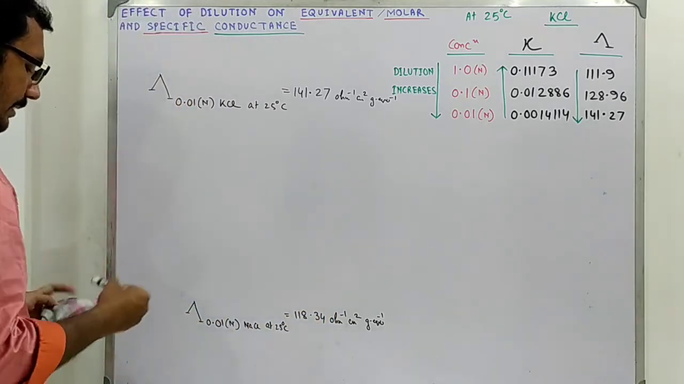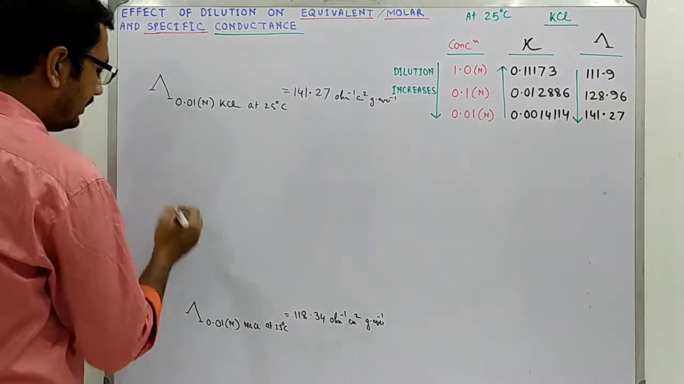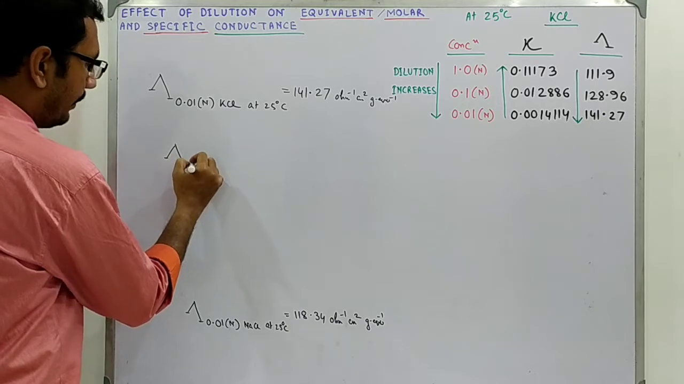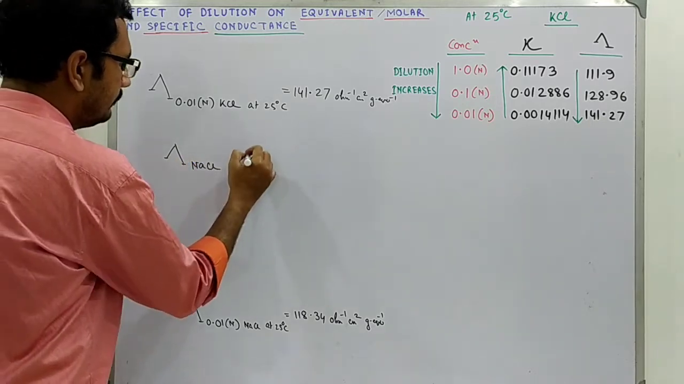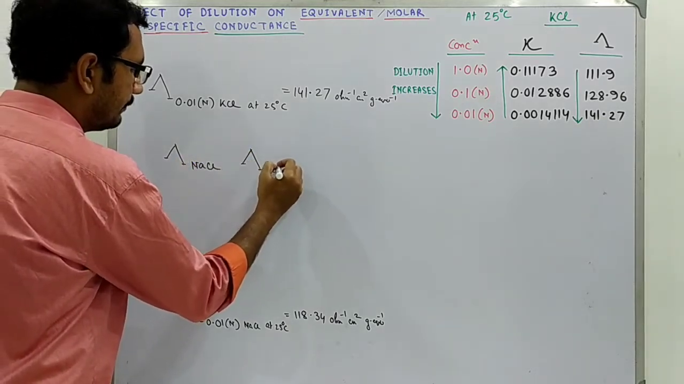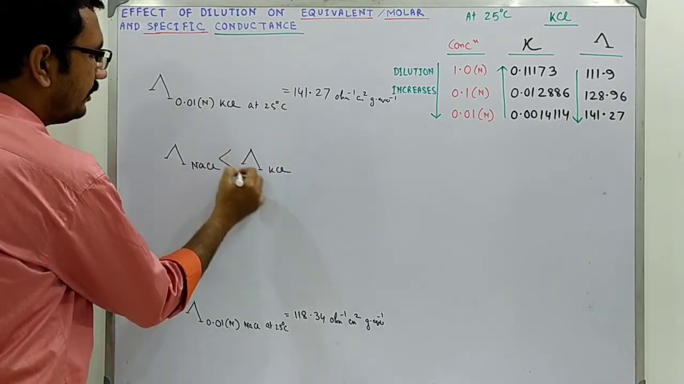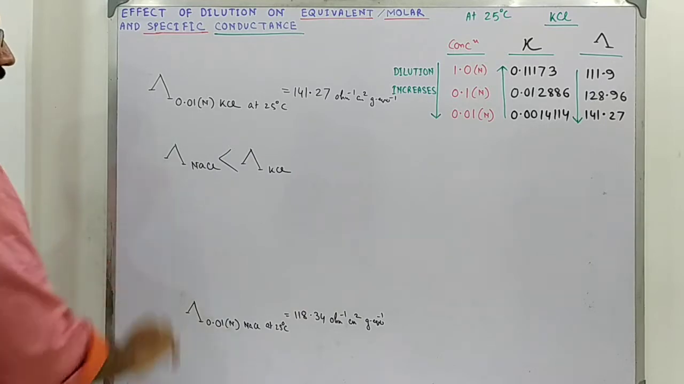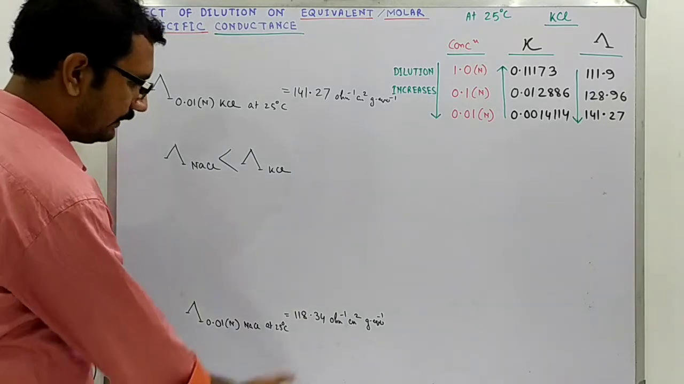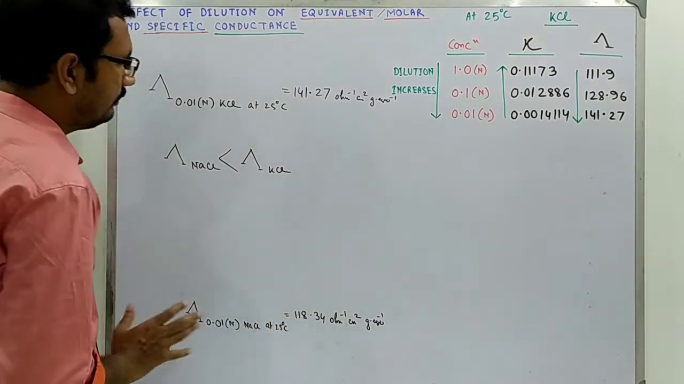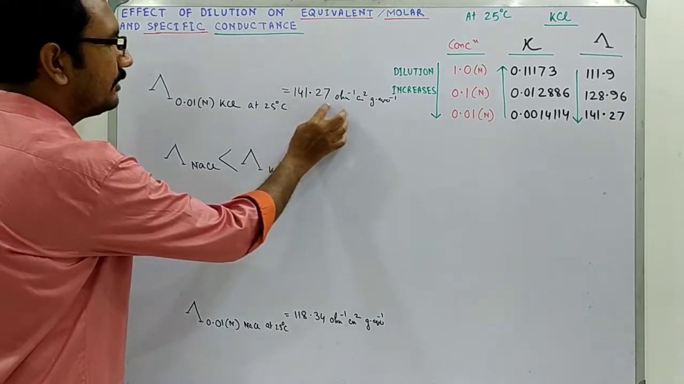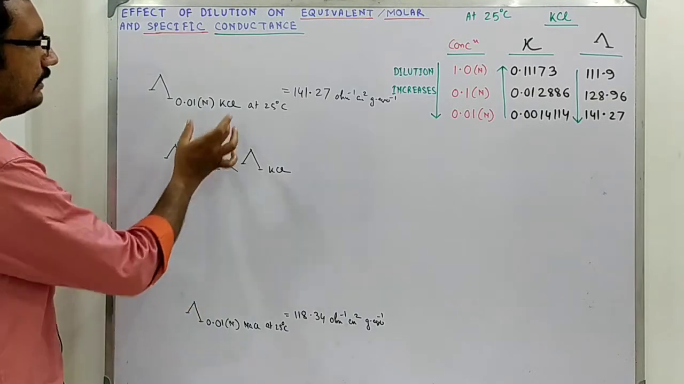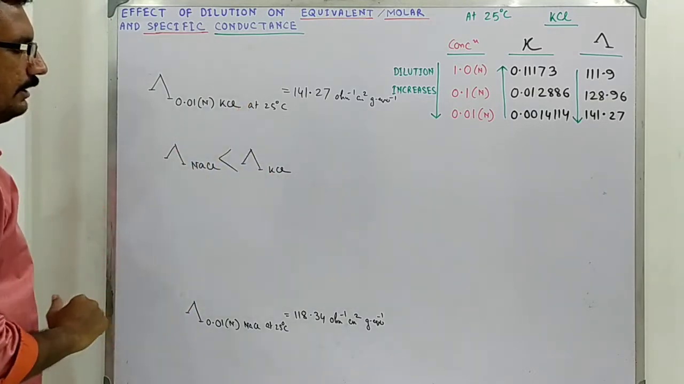So, what we have obtained is that, all the parameters remaining constant, when we switch from NaCl to KCl, we have the value of equivalent conductance of KCl to be greater than NaCl. See, this is 118.34 and this value is 141.27. So, which one is greater? For KCl it is greater.